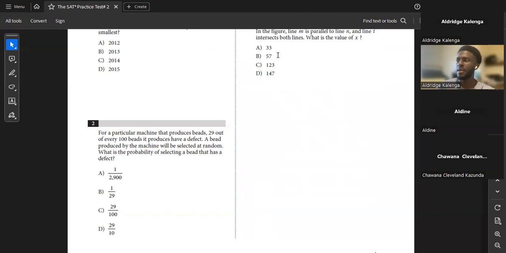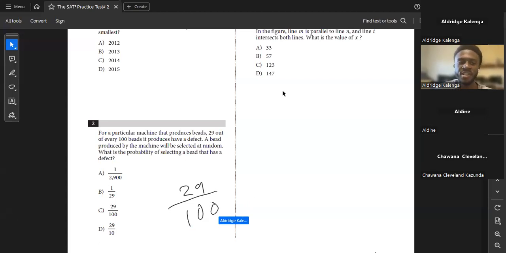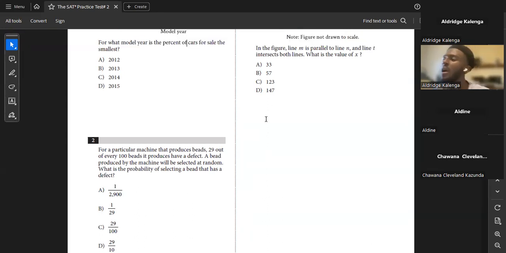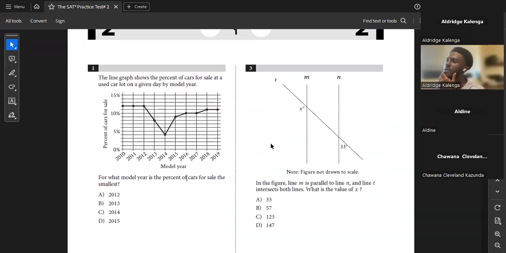Yes, sir. Probabilities are fractions. The number of possible outcomes is 100. The desired outcome is 29, hence 29 out of 100. Exactly. You take the desired outcome and divide it by the total number of outcomes. So what's the chance of selecting one that has a defect? It's 29 out of every 100. It's just representing that mathematically. So you're correct.